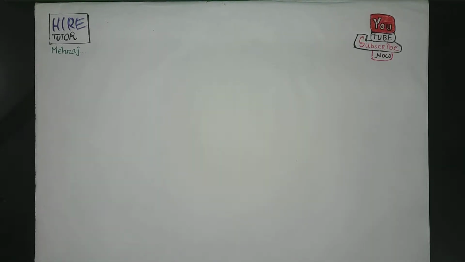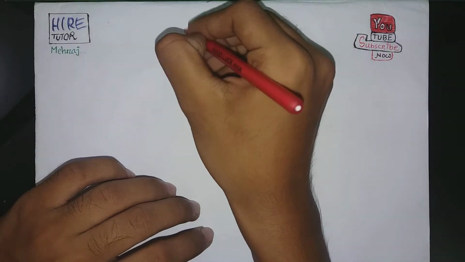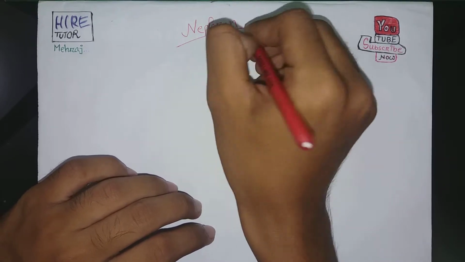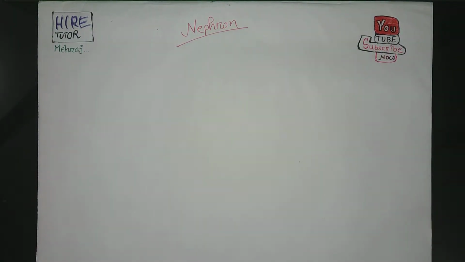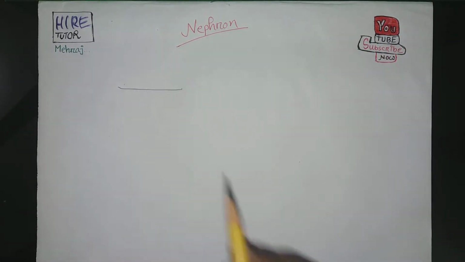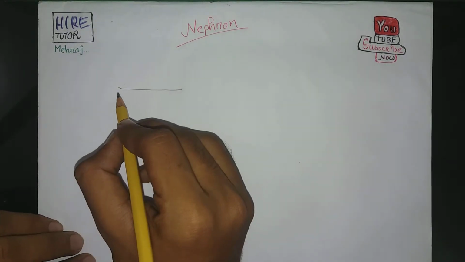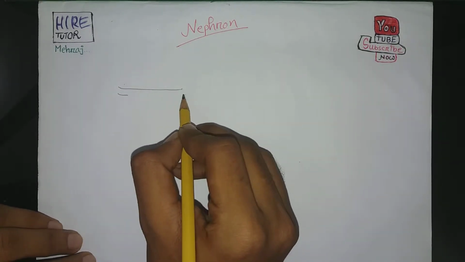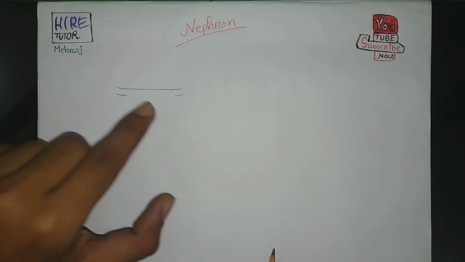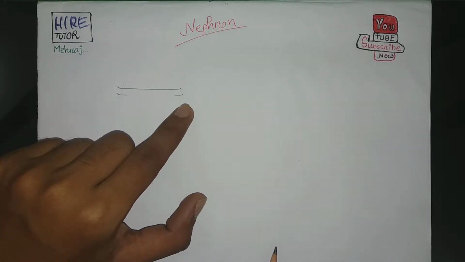Well, hi guys. Today I'm gonna show you how to draw a nephron. So let me give the title. Nephron. Okay. So first take a pencil and just give a line like this. After that, two parallel lines here. One will be the afferent arteriole and the second one will be the efferent arteriole.